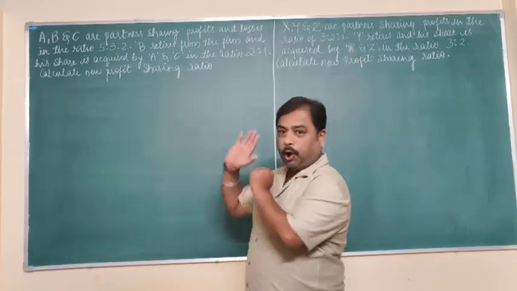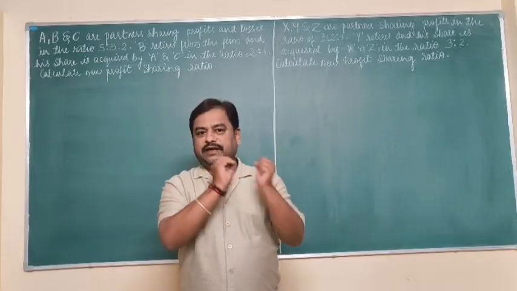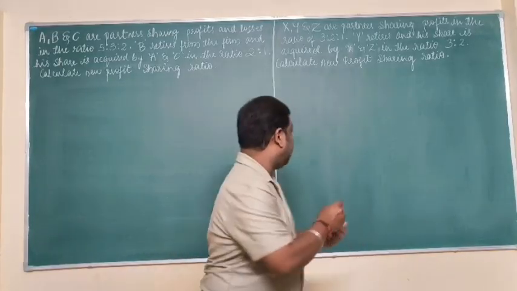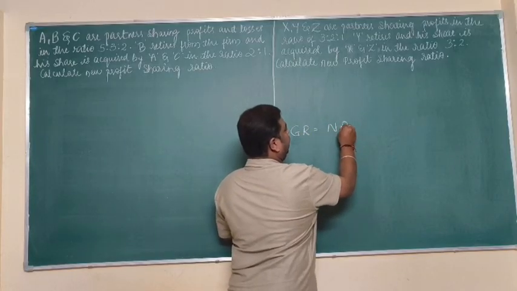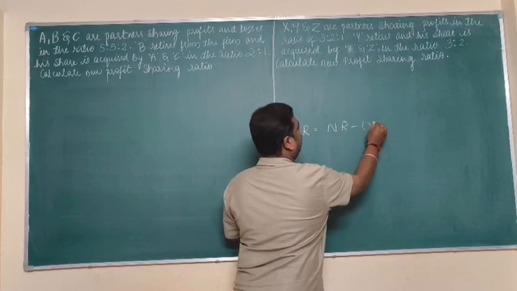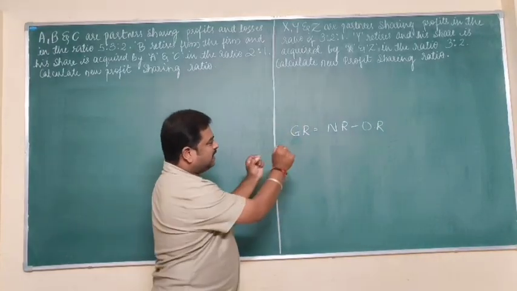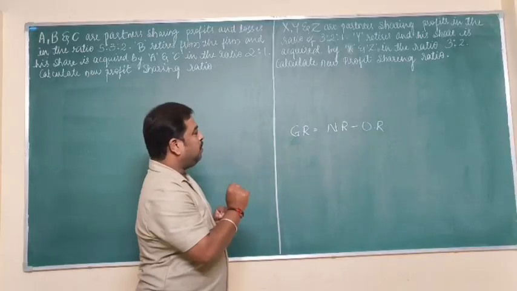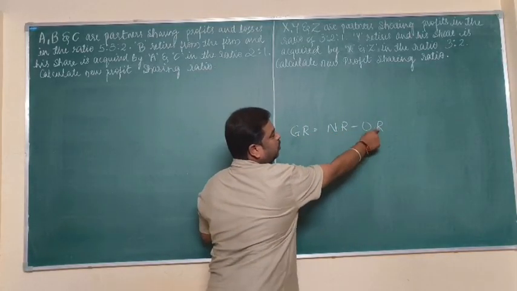Before starting with the problem, just a brief revision of the previous one. What was the gain ratio formula? Gain ratio is equal to new ratio minus old ratio. Okay, this was the gain ratio formula. It's just a simplification of the equations now. To find gain ratio, we have applied new ratio minus old ratio.